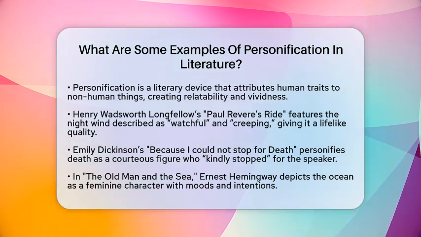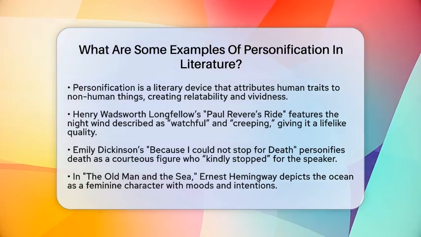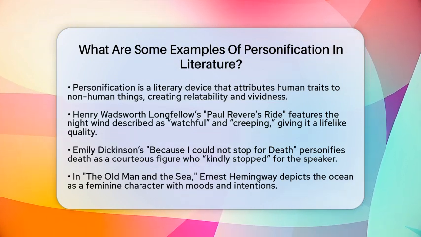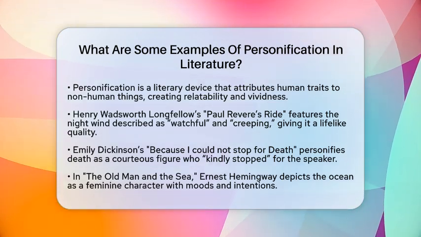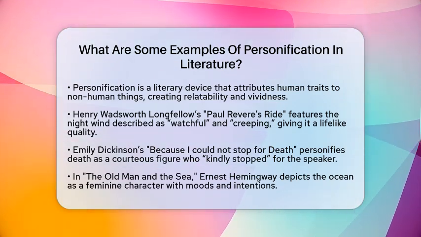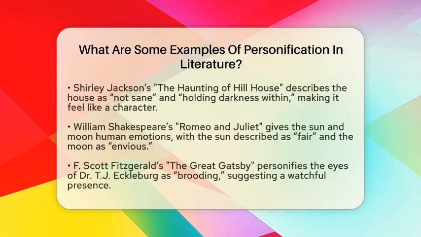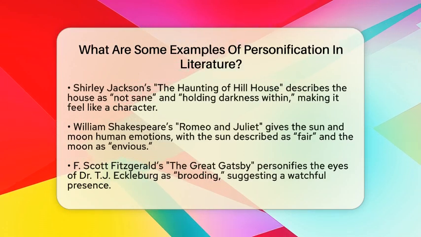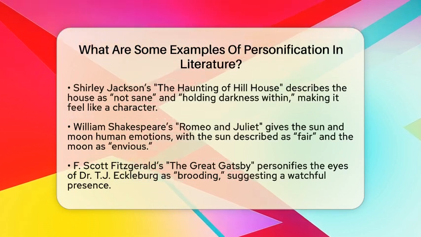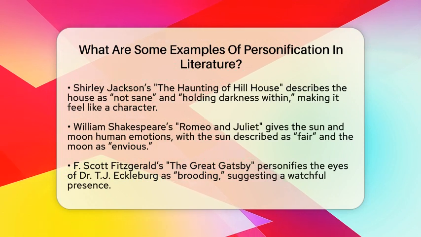In Henry Wadsworth Longfellow's poem, Paul Revere's Ride, the night wind is described as watchful and creeping. This gives the wind a sense of life, as if it is silently moving and whispering reassurance. Emily Dickinson takes a different approach in her poem, Because I Could Not Stop for Death. Here, death is personified as a courteous figure who kindly stopped for the speaker, giving death a human quality of kindness. Ernest Hemingway's The Old Man and the Sea portrays the ocean as a feminine character.